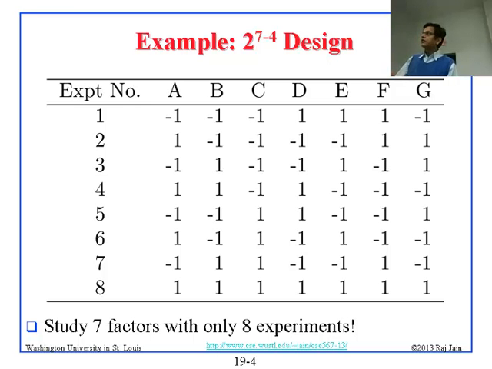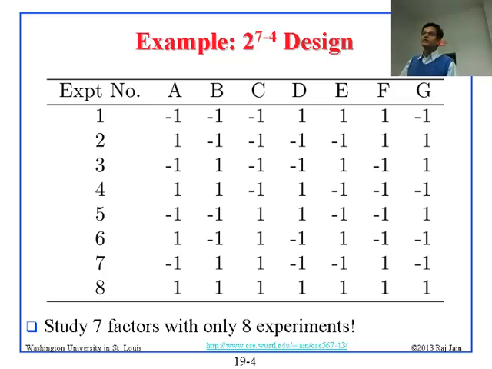Every column is orthogonal to the other column. You multiply these two and add up, they will add up to 0. And obviously you square and add, they will add up to 8. So this actually satisfies all the properties that we had before, right? So what's the magic about? The magic is this is actually a 2 raised to 3 design.